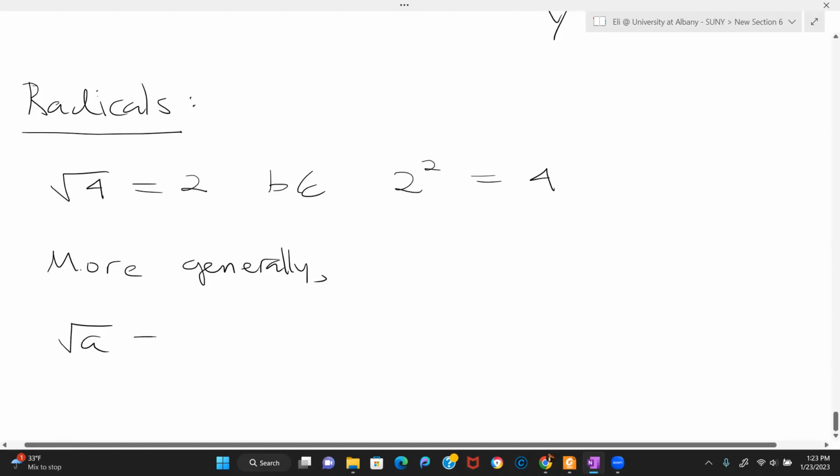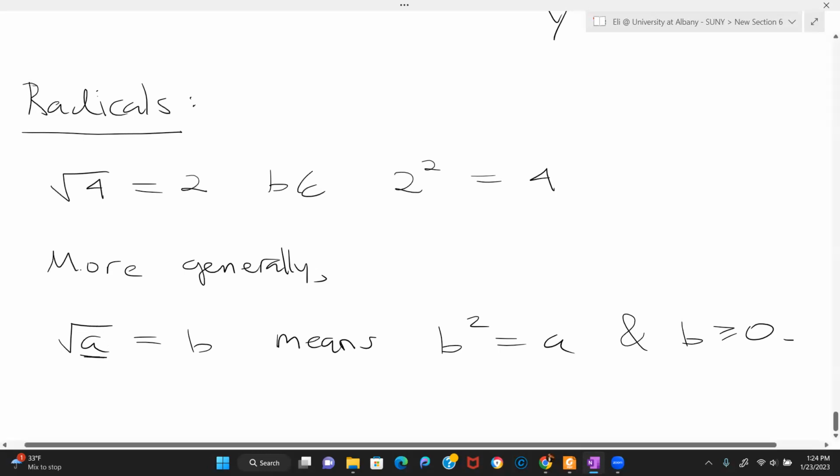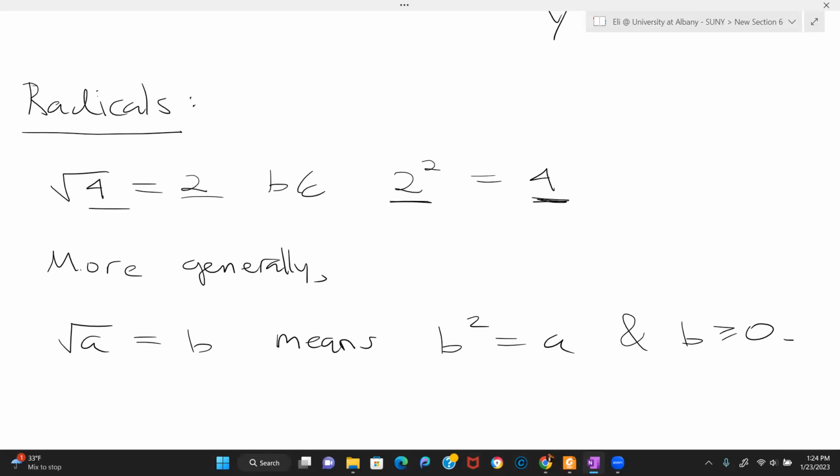More generally, the square root of a equals b means that b squared is equal to a, and b is some positive number. So that's what it means. In other words, the square root of a is that number such that when you square it, you get the thing under the radical symbol. The reason why the square root of 4 is equal to 2 is because 2 is that number such that when you square it, you get 4, which is the number under the radical. So that's how square root works.